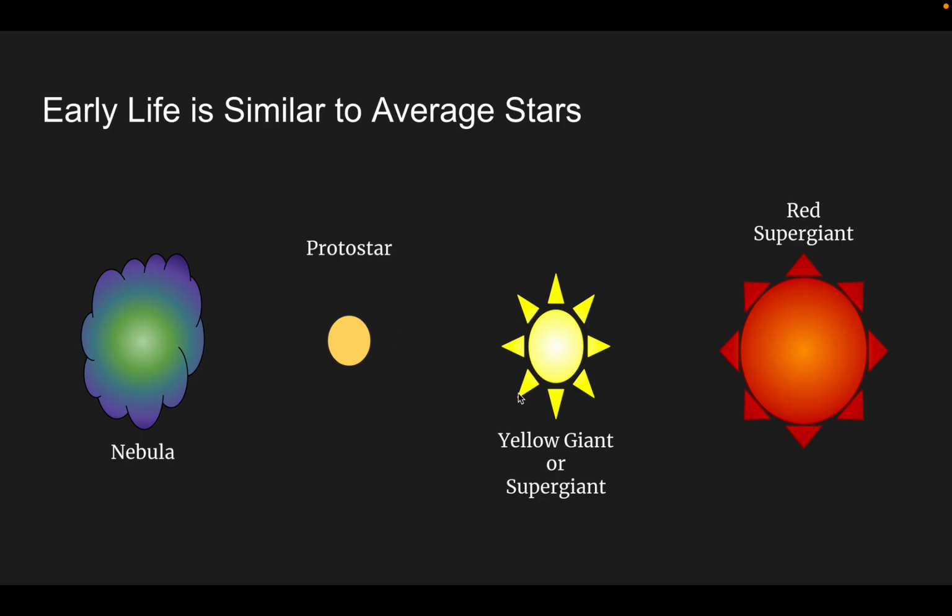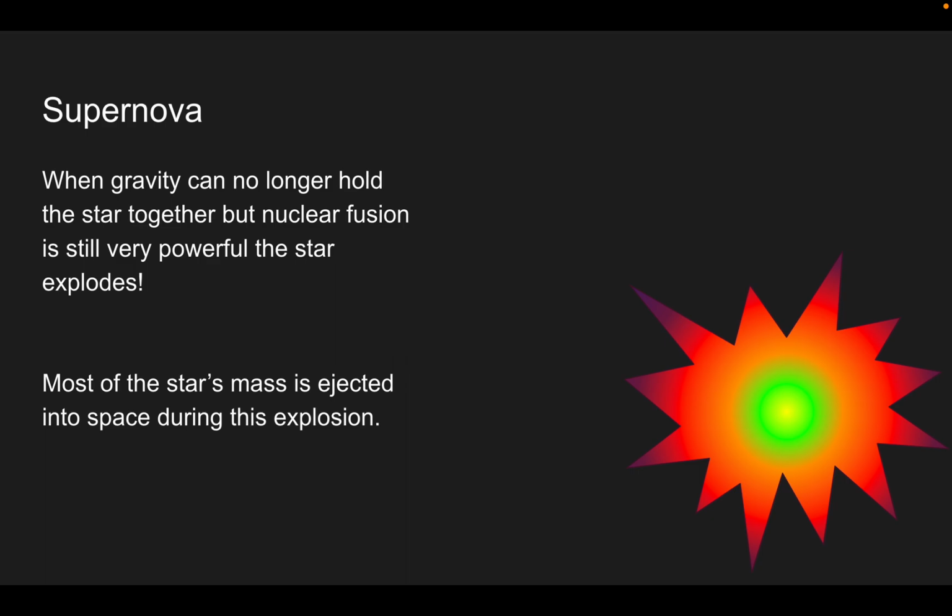The progression through these phases is for the same reasons. The yellow giant or supergiant is because of an equilibrium between the force of nuclear fusion and the force of gravity. And then when the force of nuclear fusion is stronger than the force of gravity, they'll turn into red supergiants, just like how average stars turn from a yellow dwarf to a red giant. But then they turn into supernovas.